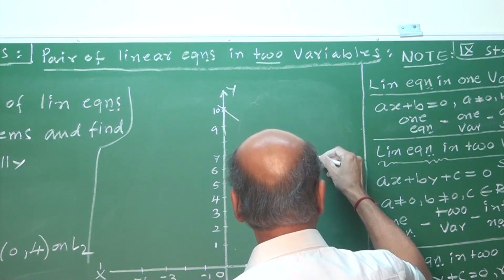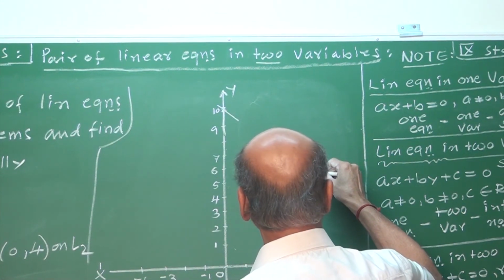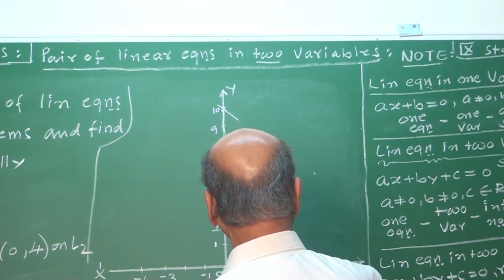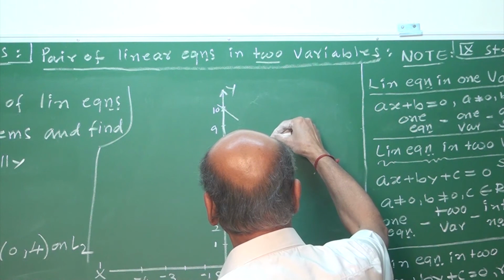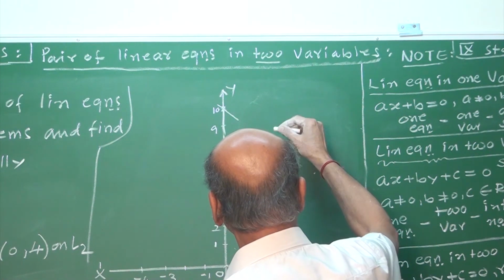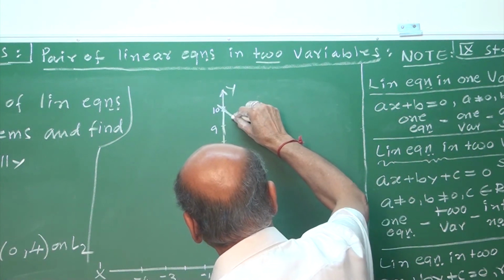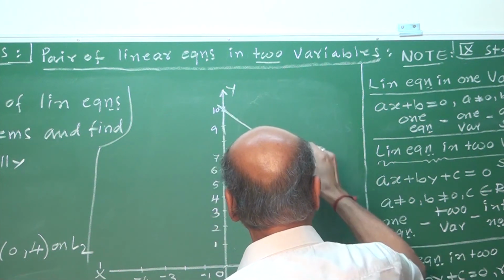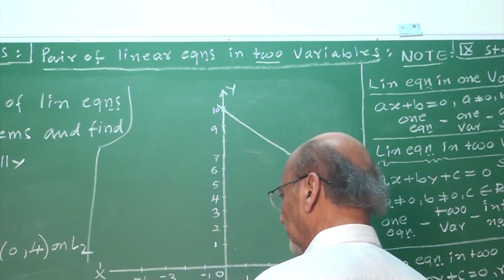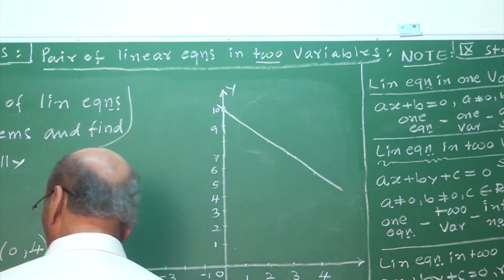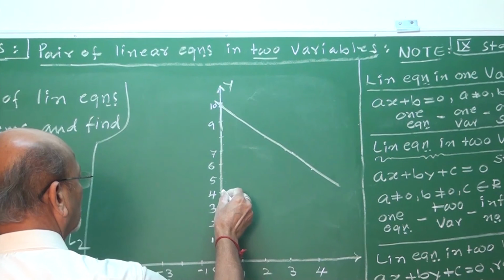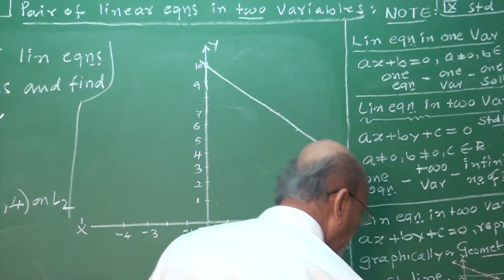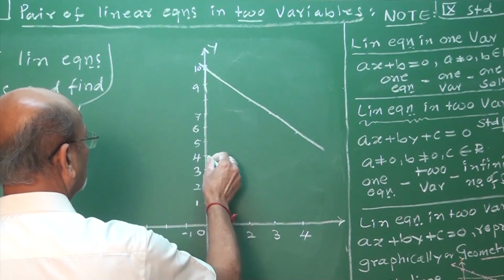When x is 4, y is 6, and when x is 2, y is 8. Yes, my friend. For the second line, when x is 0, y is 4.